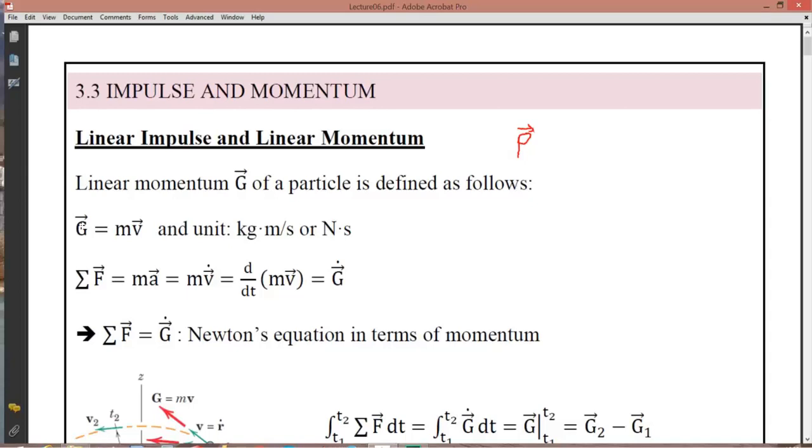And linear momentum is a vector, and it is equal to mass times the velocity vector. Therefore, its units is mass units, kilograms, and then velocity, meters per second. Or as Newtons, kilograms meters per second squared, now the linear momentum's unit is Newton seconds.